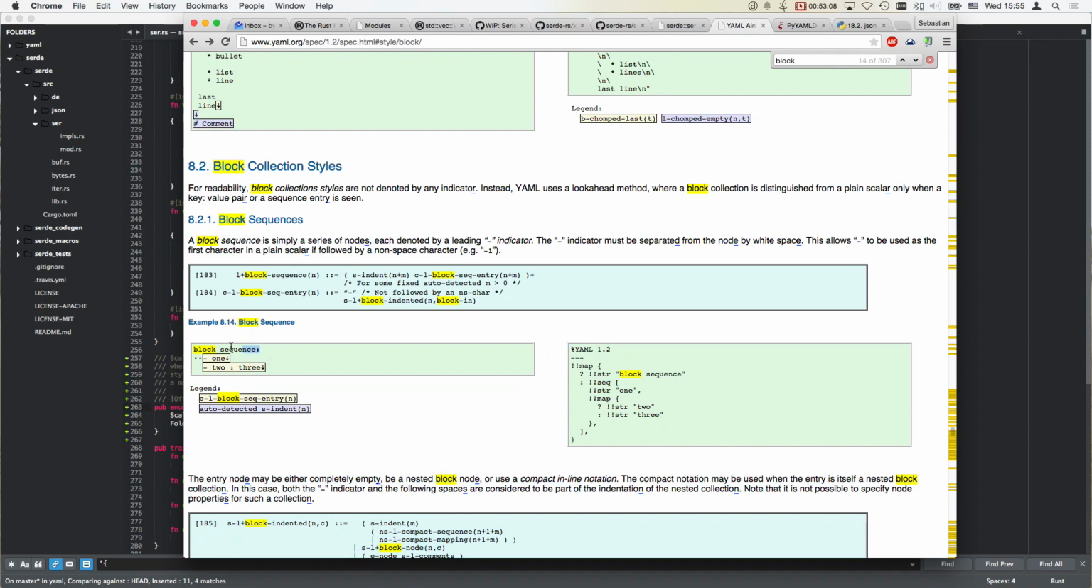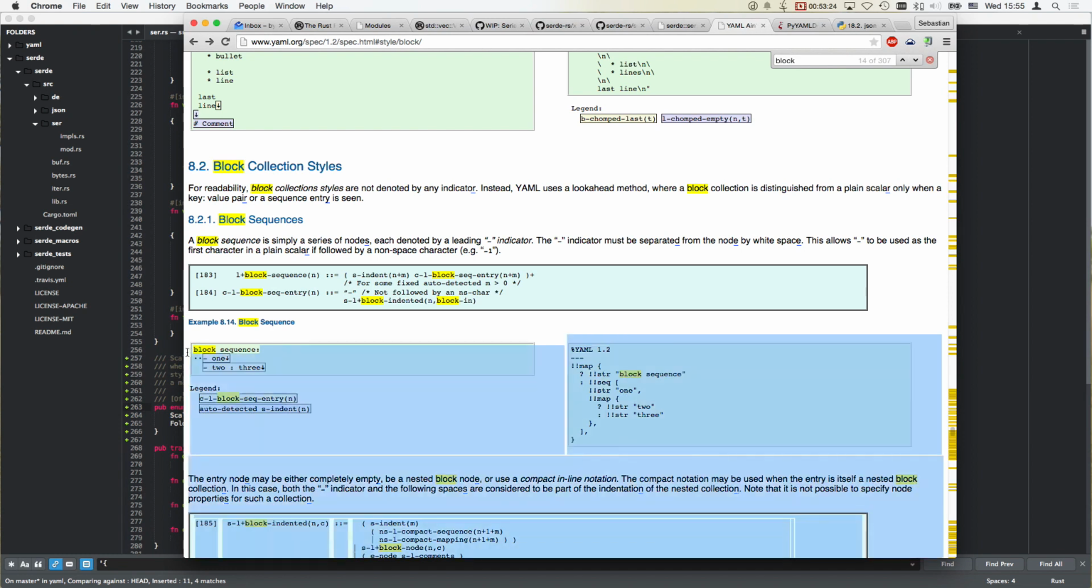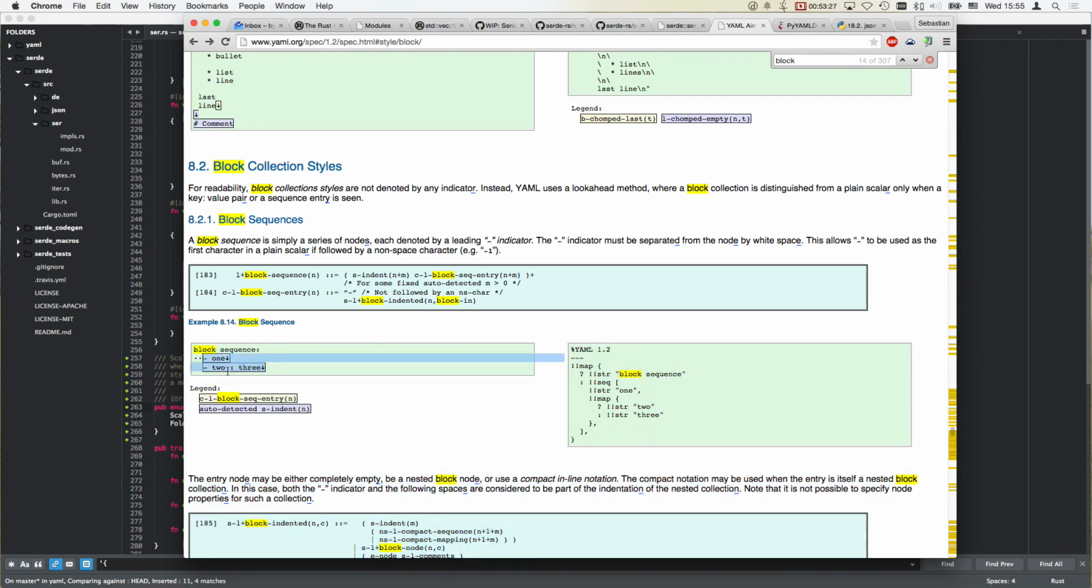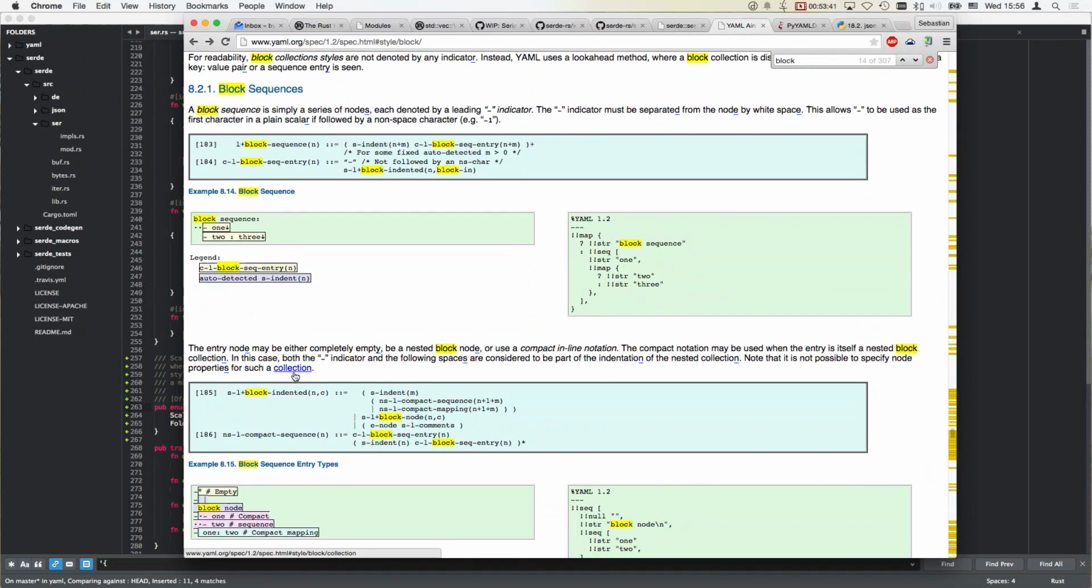But why does it need to be inside of a mapping like this? And that's the kind of long form that works with YAML 1.2. Okay. So that's quite readable actually, but I don't know what this has to do with the fact that we are seeing a block sequence here. Auto-detected as indent. What? The entry node may be either completely empty, be a nested block, or use a complex inline notation.